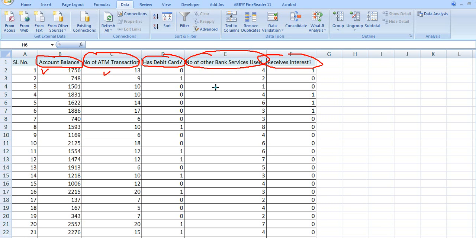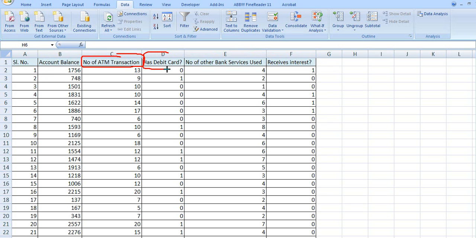Typically, if you try to see qualitatively over here, with the number of ATM transactions and has debit card, note that if there is a debit card, usually the person would try not to do the ATM transaction. He would rather pay through the debit card directly to the merchant. So overall there should be a negative relationship between the ATM transaction and the person having a debit card. That we can see from the correlation analysis.